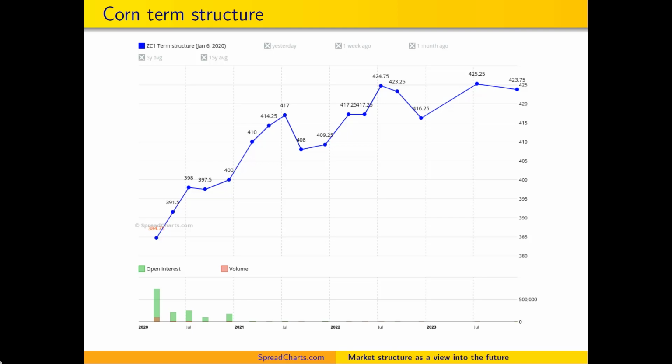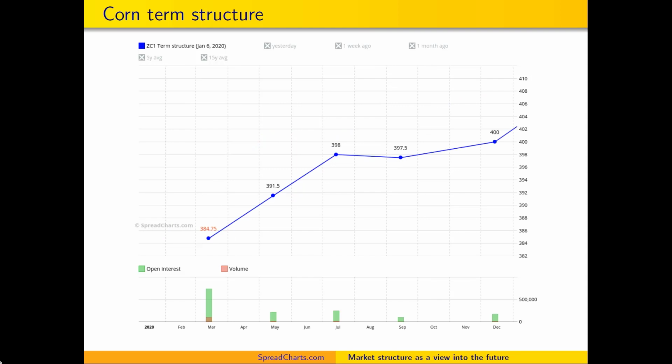Let's zoom the chart. Here you can see just a few nearest expirations, specifically the 5 nearest futures contracts. The first is the March contract. It means it expires in March, representing corn for delivery in March 2020 that currently costs 384.75 cents. It is, by the way, the most liquid contract as of January 6th. The next dot is the May expiration that trades for 391.5 cents per bushel. So this contract will expire and therefore cease to trade in May 2020.